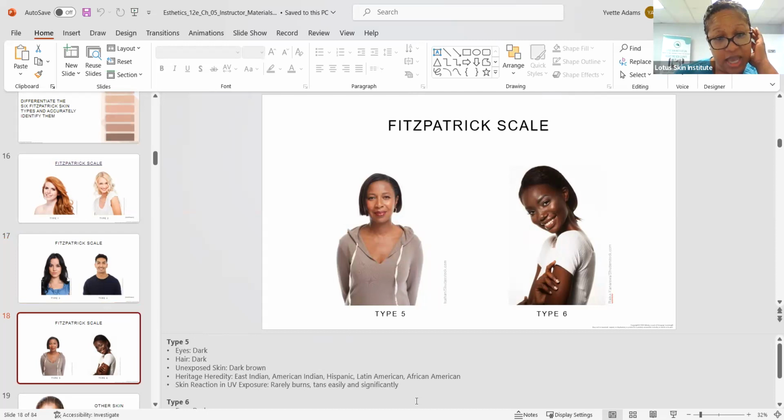They're about to do spa management, so they have to learn how to do their front office stuff. Okay. And type 5, we're getting into Black folks here. Some East Indian. It says American Indian, so that's Native American. Some Hispanic or Latin American skin types fall here, and lighter skin African Americans fall here. It says here rarely burns, tans easily and significantly. I disagree with the rarely burns.